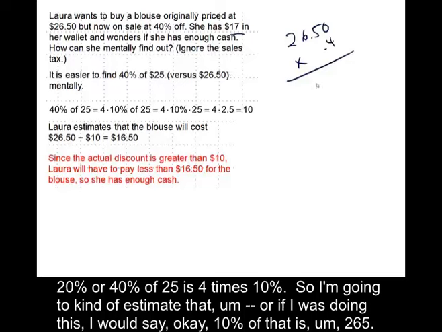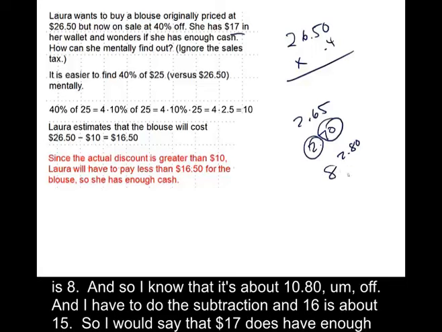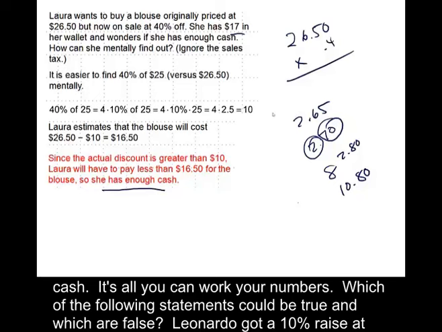Or if I was doing this, I would say, okay, 10% of that is 2.65, but I know it's 4 times, so I would probably round and say 2.70, because then 4 times 2 is 8 and 4 times 0.70 is 2.80, so I know that it's about $10.80 off, and I have to do the subtraction, about $15, so I would say that $17 does have enough cash. You can work your numbers.